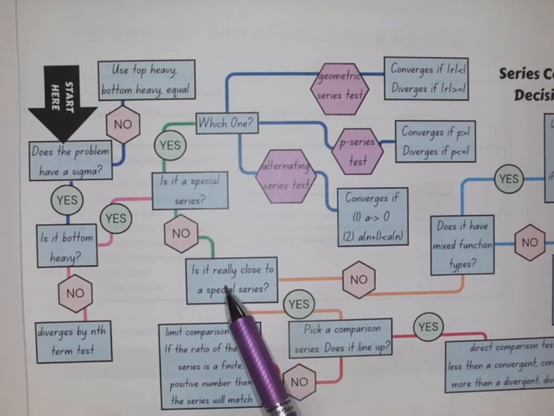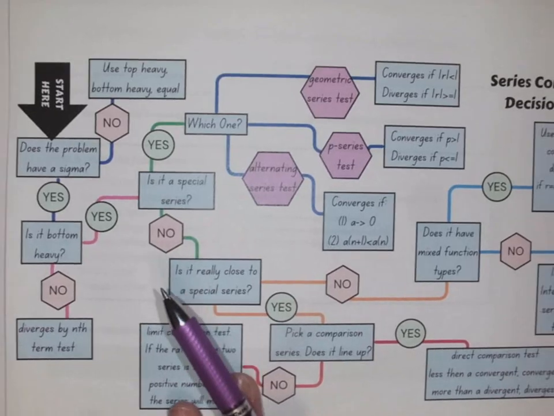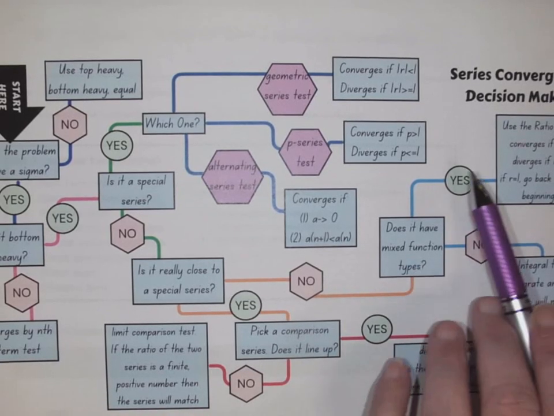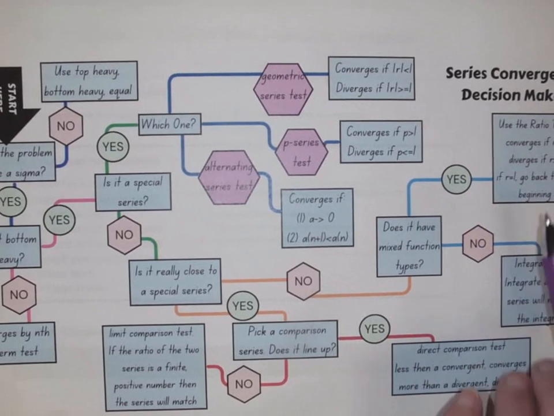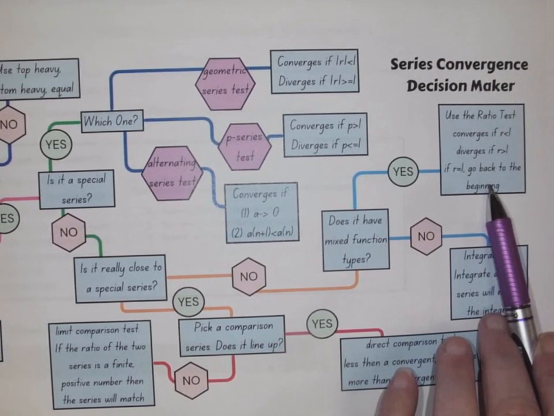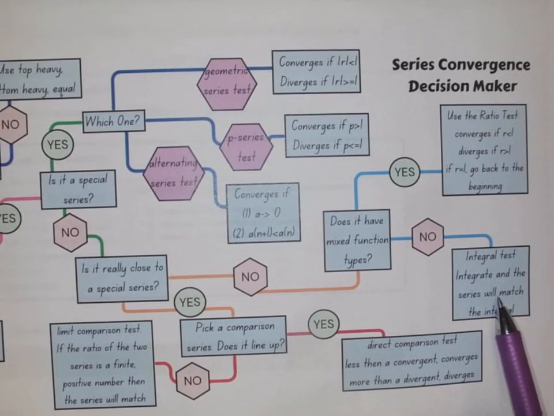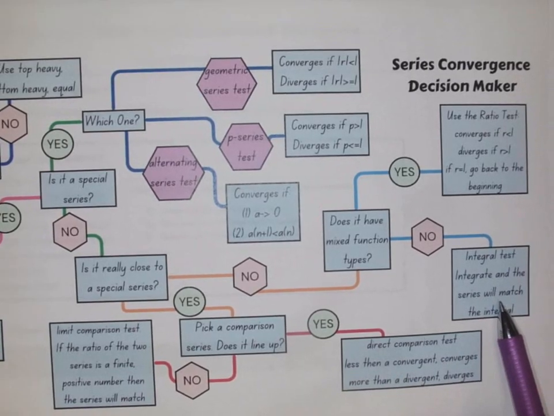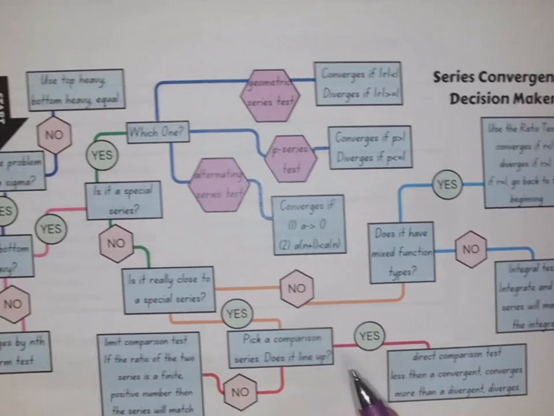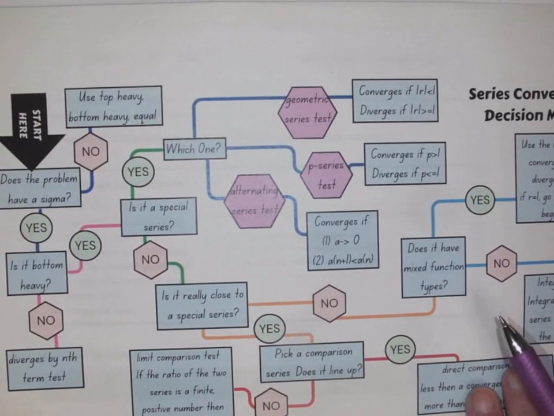If it's not close to a special series, then we come over here and say, does it have mixed function types? Are there factorials? Are there exponentials and polynomials? If yes, then we're going to use the ratio test to decide if it converges or diverges. And if no, then we're going to use the integral test to see what the improper integral does. So that's kind of my navigation. That's what I think about first as I do these.